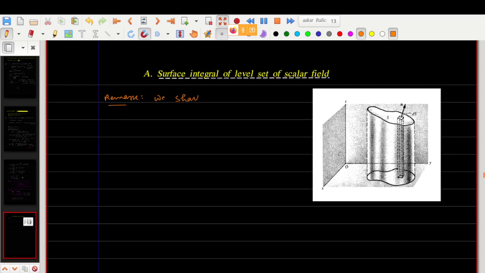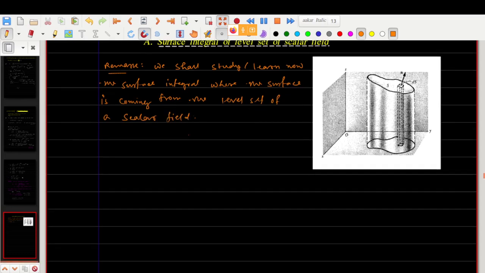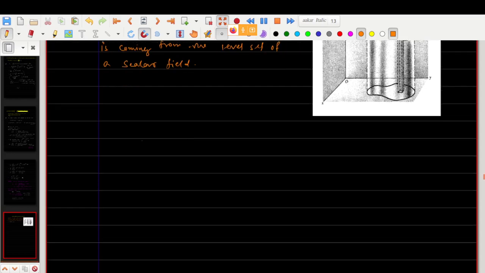We shall study now the surface integral, where the surface is coming from the level set of the scalar. Don't worry, I shall now write all the things.